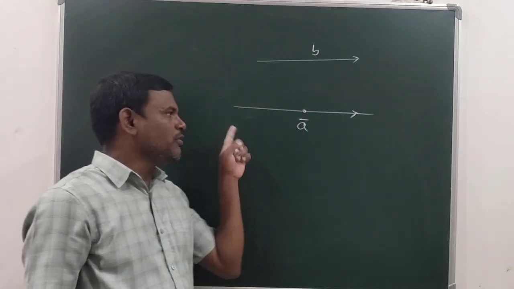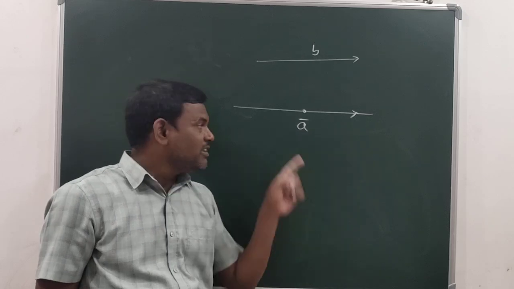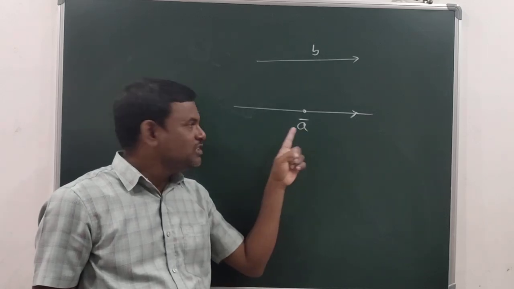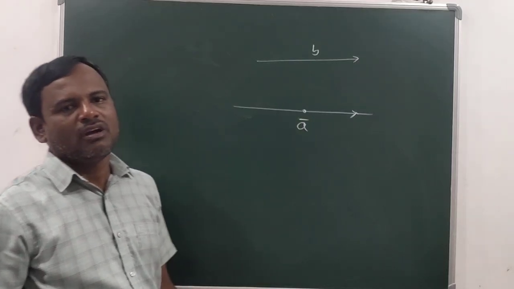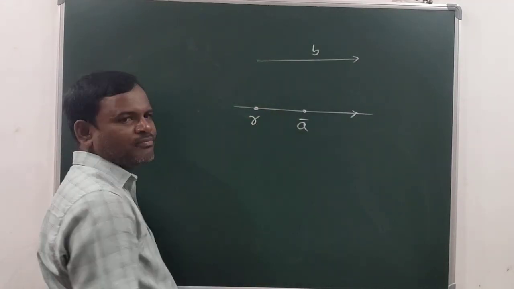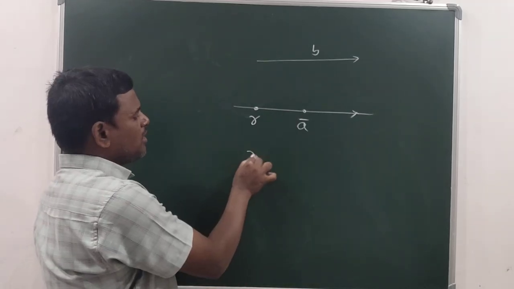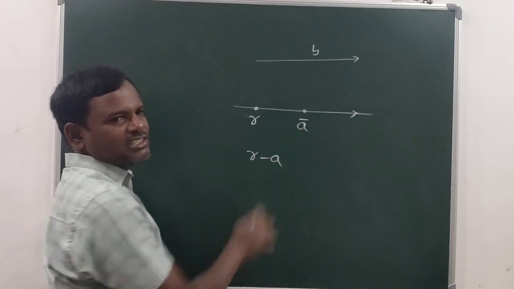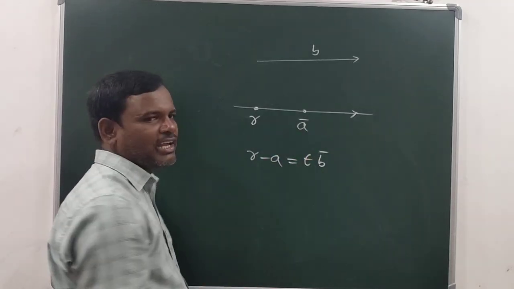Now I am asking you to find our required vector equation. Find the equation of the vector passing through A bar and parallel to B bar. How do we find it? Just take a resultant vector R. So R minus A, both are parallel to each other, so R minus A equals T times B bar, you can take.